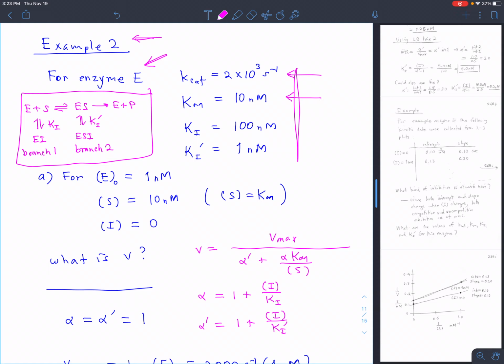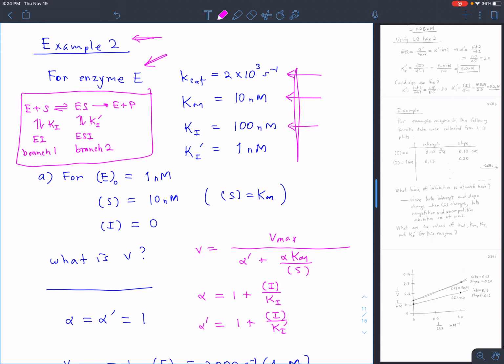Km is 10 nanomolar. That tells you that the enzyme will be saturated if the substrate concentration is much greater than 10 nanomolar, but also will be largely inactive if the substrate concentration is much less than 10 nanomolar. 10 nanomolar is, remember, the concentration at which you'll get half of the Vmax value for the velocity.